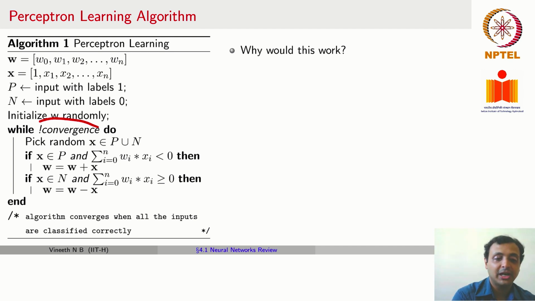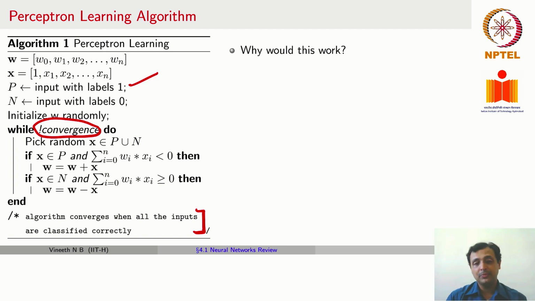Now we have a termination criterion here which says until convergence, keep doing this. So how do you converge? You converge when all of your inputs are classified correctly by the W's that you have. What does classified correctly mean? For all your data points P, the output of your perceptron was greater than or equal to 0. And for all your inputs coming from the set N, the output of the perceptron is less than 0. Okay? That's the overall idea of the perceptron learning algorithm.